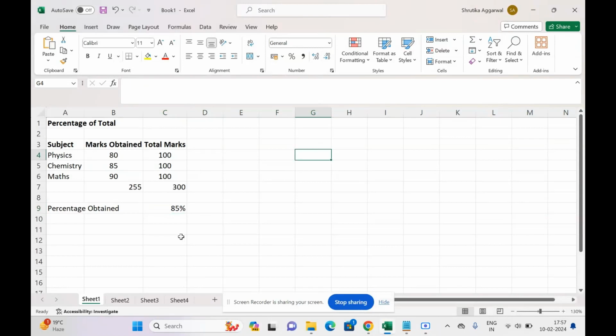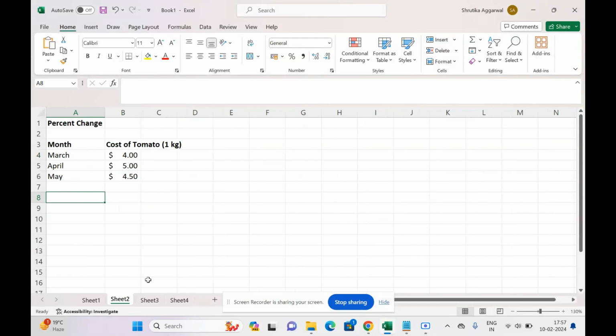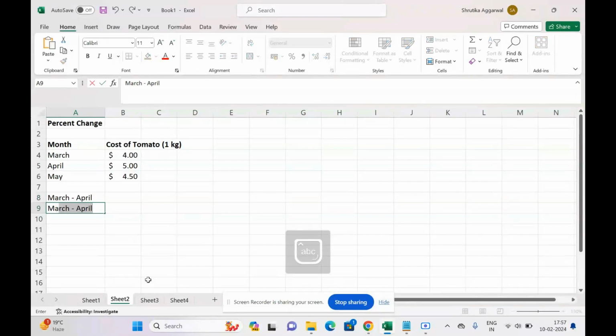Okay, so next, now let's come to the second scenario. The second scenario says find the percentage of change between two numbers. So what does that mean? It means that on the screen we have the cost of tomatoes. For 1 kg tomato, the cost was $4 in March, $5 in April, and $4.5 in May. Now I want to see what was the percentage change from March to April, and what was the percentage change from May to April.